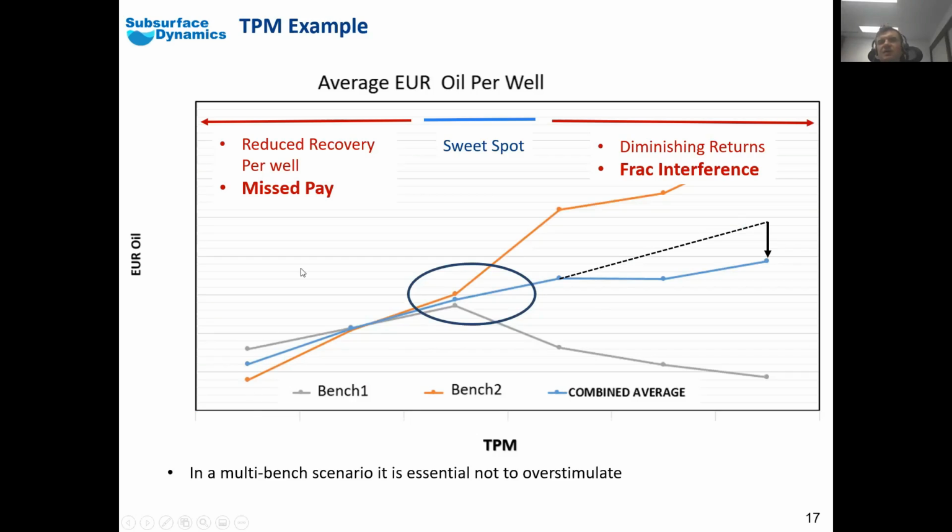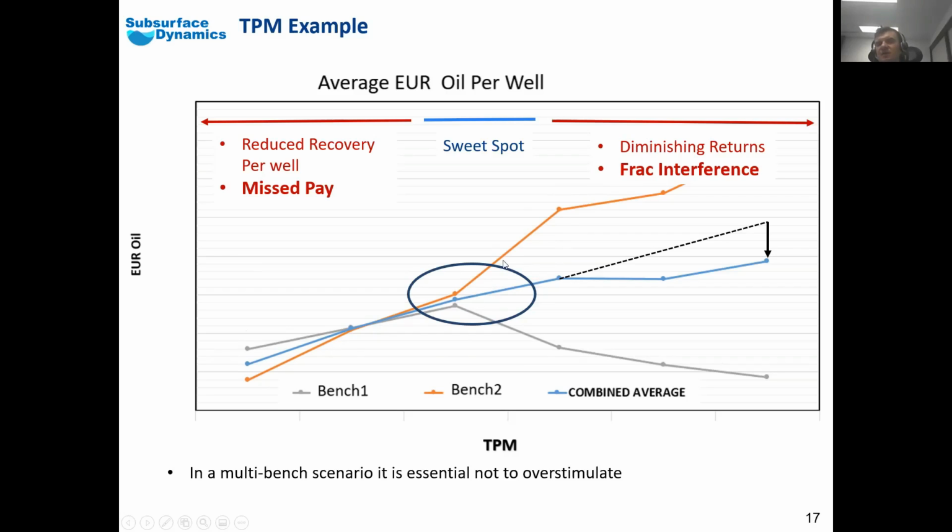As you can see, if you go too small on your fracs, you are again experiencing missed pay. But then at certain points they come back together, they're overlapping. But then at a certain point they start to deviate from each other. And in this case, bench two was pumped first.